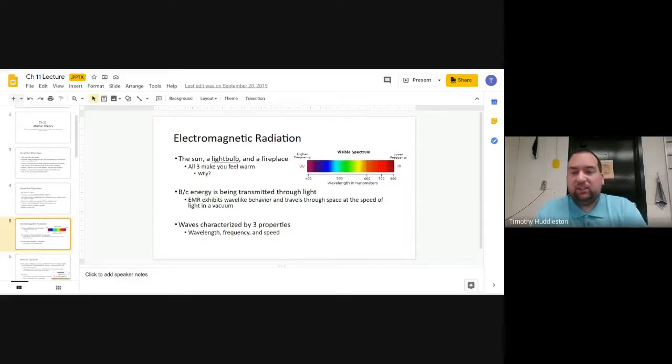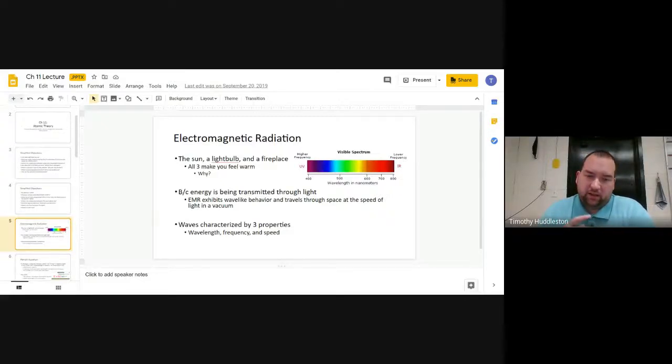This is called electromagnetic radiation. It exhibits wave-like behavior and it travels through space at the speed of light in a vacuum. If you don't remember, a vacuum is a place where there are no particles of matter. It's just completely empty of anything. Electromagnetic radiation is very odd because it moves so fast. It behaves like both a particle and a wave.